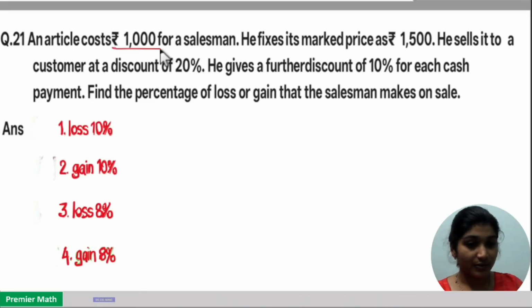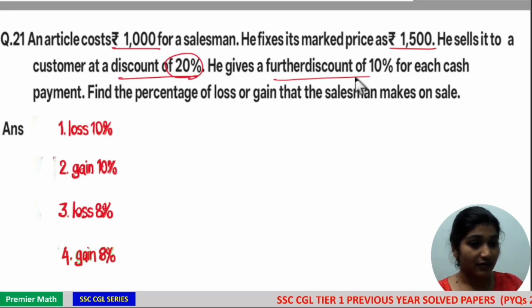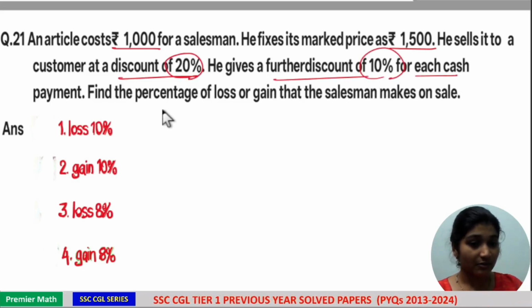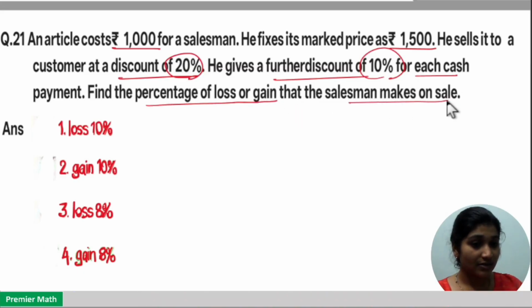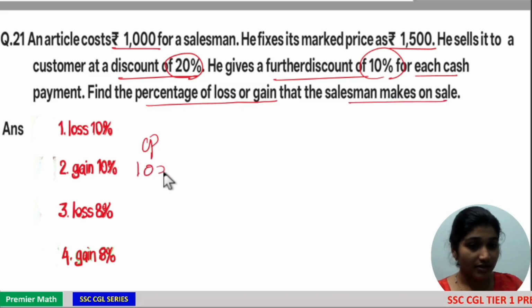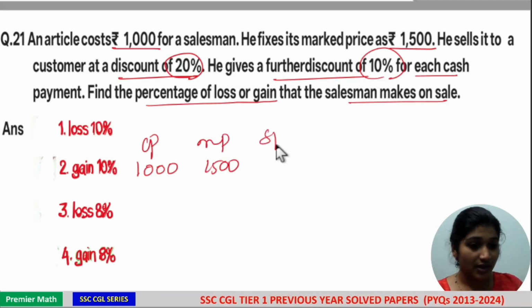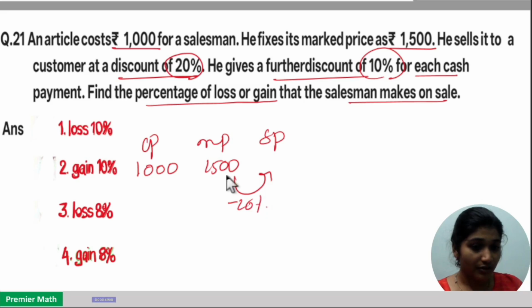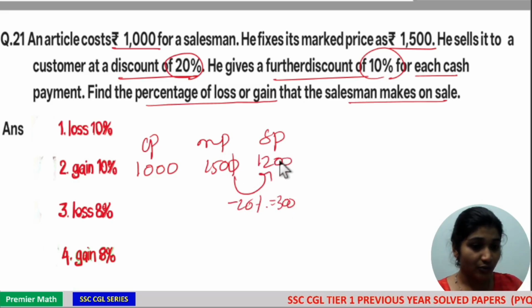An article costs rupees 1000 for a salesman. He fixes its market price as 1500. He sells it to a customer at a discount of 20%. He gives a further discount of 10% for cash payment. Find the percentage of loss or gain that the salesman makes on the sale. Here, the cost price of this article is 1000 rupees and the marked price he fixed is 1500 rupees. Then for the sell price, he gives a 20% discount on the marked price. 10% of 1500 is 150, 20% is equal to 300 rupees. So 1500 minus 300, 1200 rupees is the sell price.